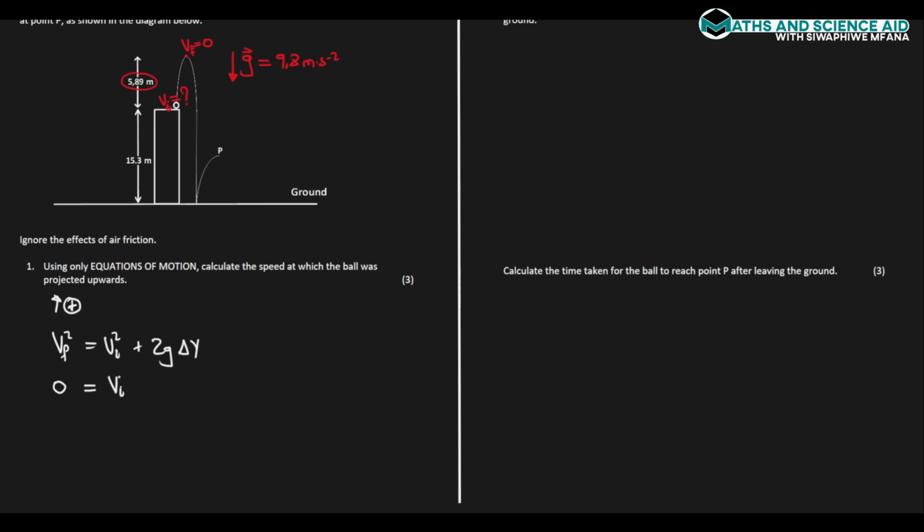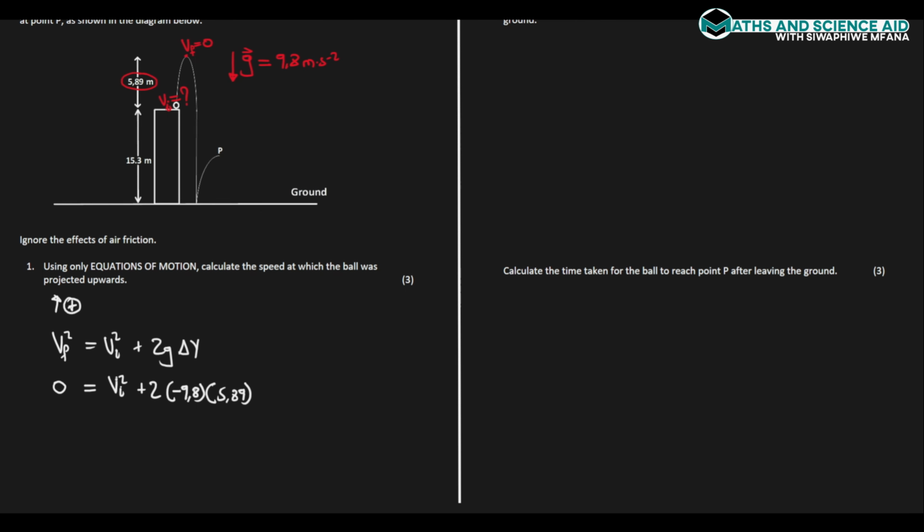The initial velocity is obviously what we are trying to work out here. And the force of gravity is going to be negative 9.8 because we are taking upwards as our positive direction. And then delta y is 5.89. And it will also be positive because this is the change in position as the projectile was moving from the top of the building to the maximum height, which is an upward movement. Therefore, the change in position will be positive.